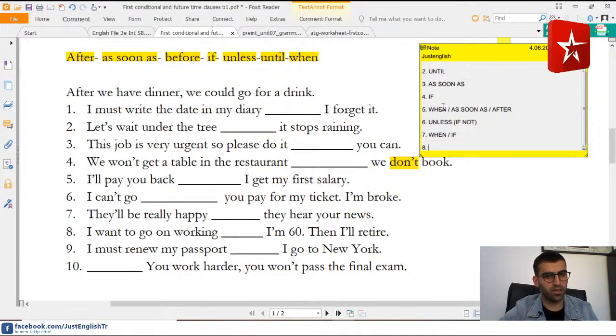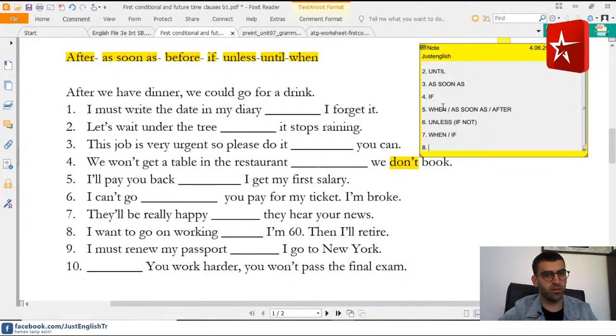Number 8, I won't go on working. I wanna go on working, blah blah blah. I'm 16. Then I will retire. Okay, it means I'll stop working. So Tuko says the correct answer is until for number 8. Gusafa says the same. Isahan says unless. Leila, unless is number 8.